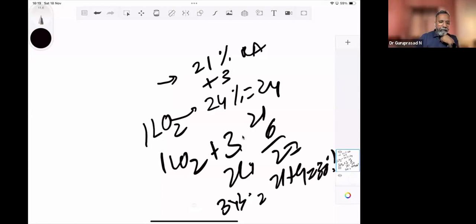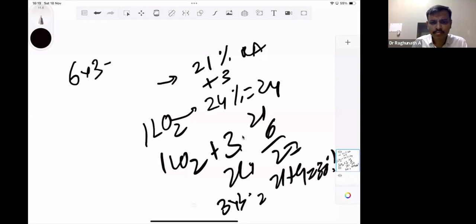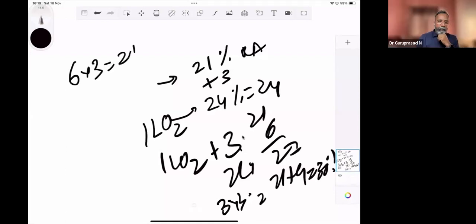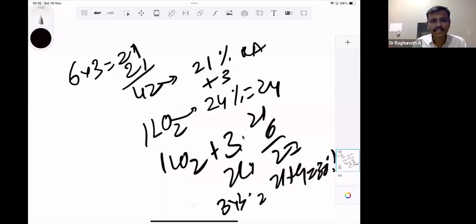So if it is 6 liters, 6 into 3 is 18, and room air is 21, so that comes to 39... I think that was the FiO2 in that example, 6 liters. You have mentioned 44%, I think.